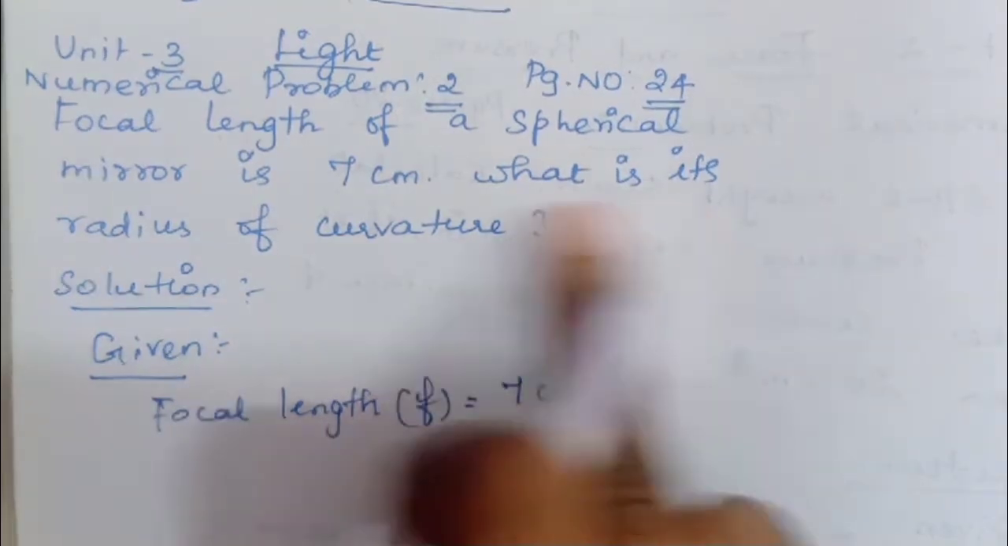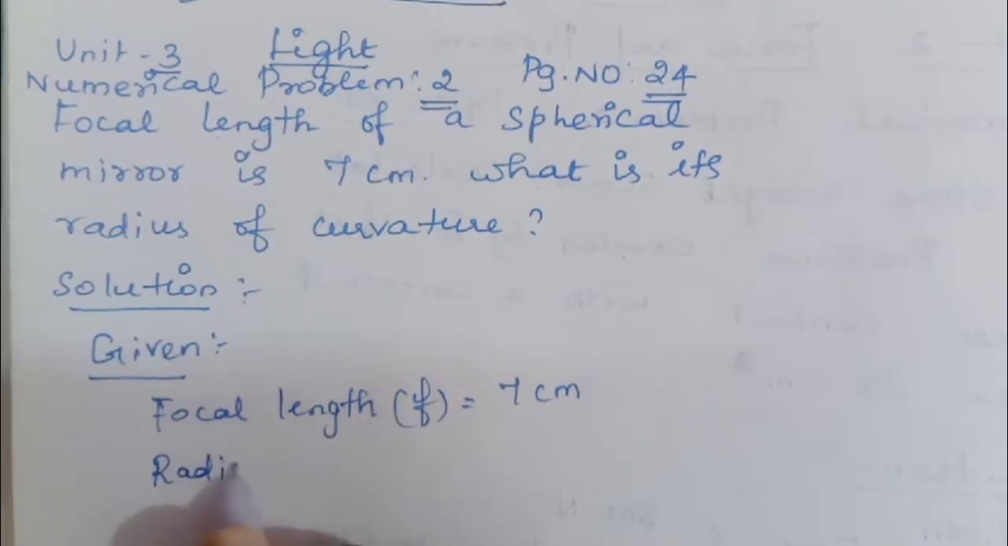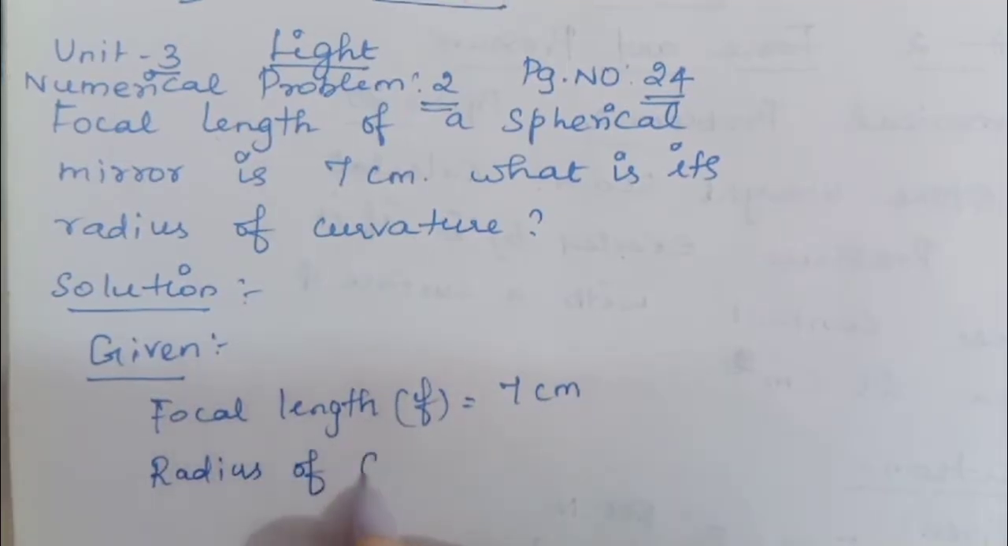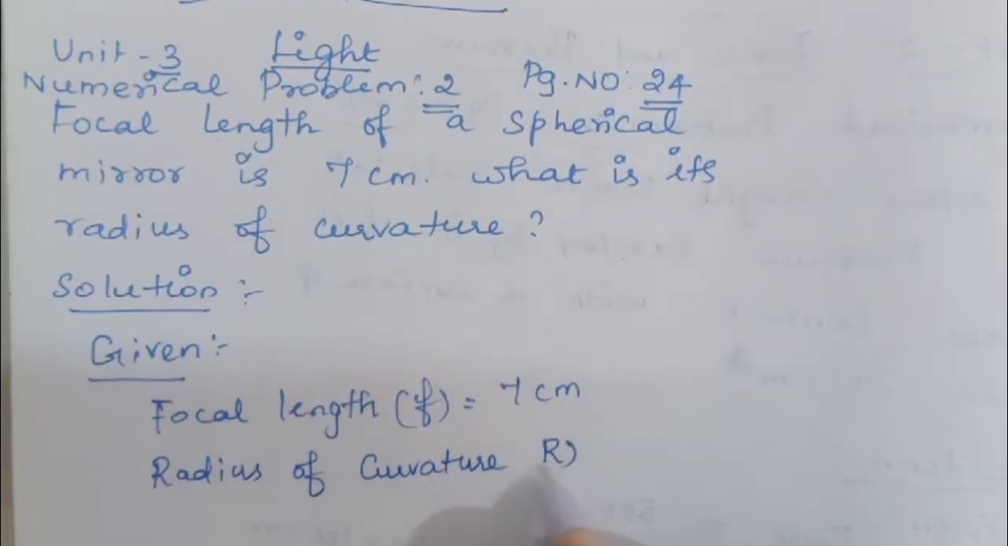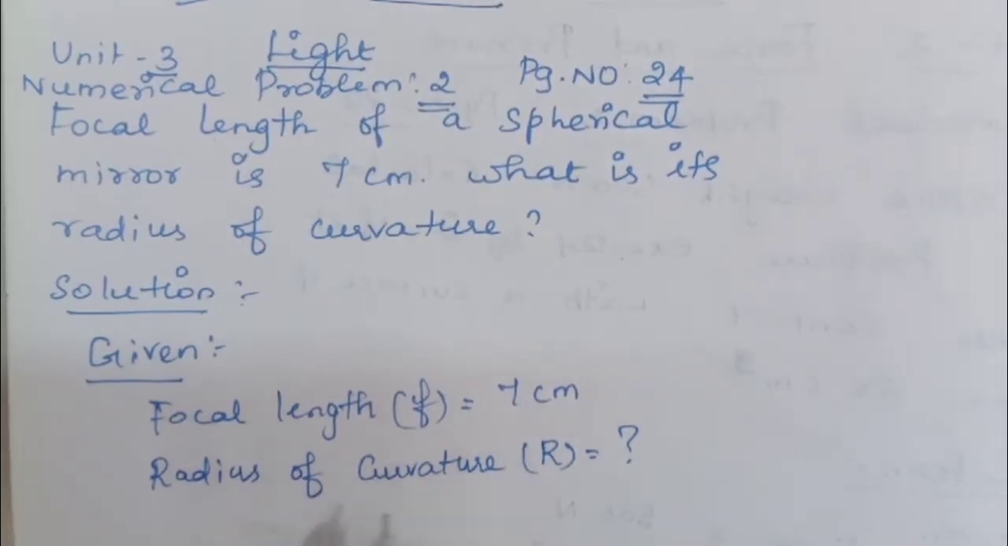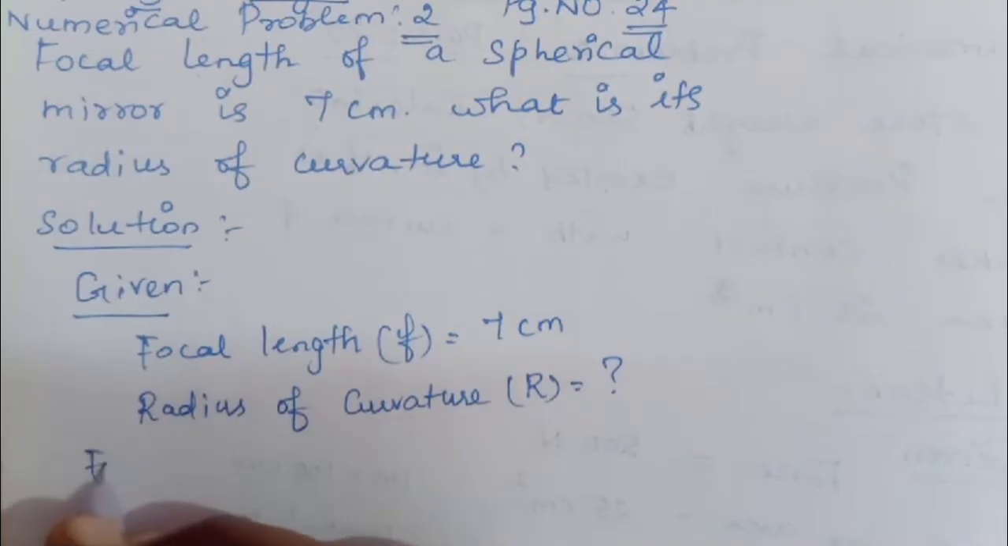And we have to calculate radius of curvature. So next, radius of curvature, denoted by the letter R, will be the question mark. So focal length is given, radius we have to calculate. Okay. So let me move on to the next step, formula.